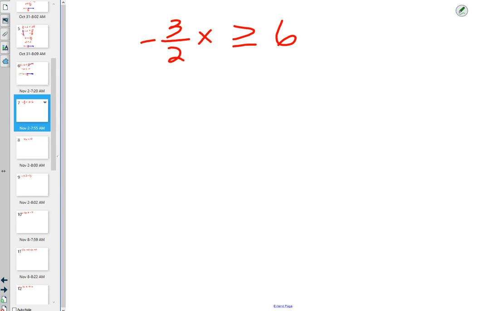What is that negative 3 over 2 doing to the x? It is doing something. What's it doing to the x? I'll give you a clue. It rhymes with multiply. It is multiplying.